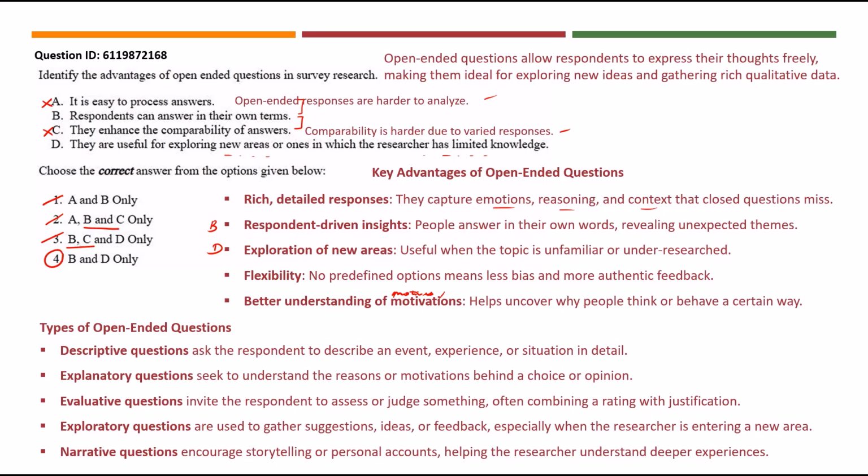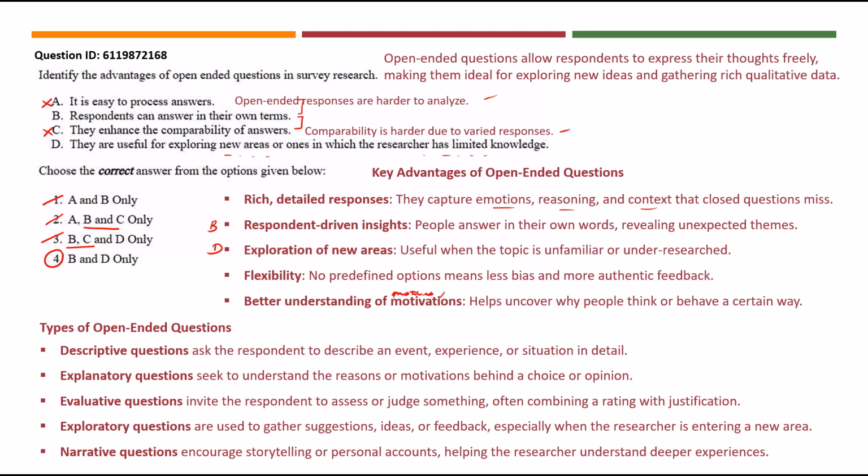Evaluative questions will invite the respondent to assess or judge something, often combining a rating with justification. During the singing show, if you are asked to judge a singer based on 10, you might give that person a rating of 6 or 7. You are judging something and you are justifying why you have given some marks to the performance. That is evaluative.